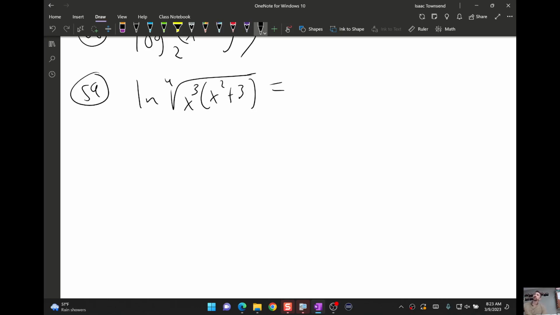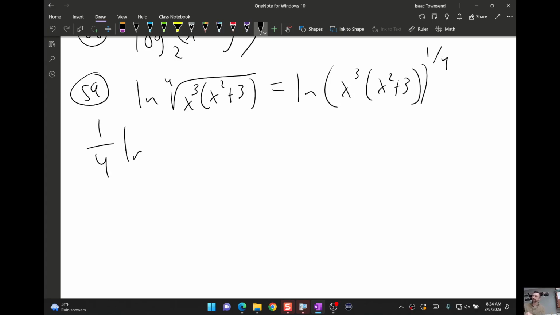Okay, so the first thing that I did is I thought of this 4th root as an exponent of a 4th. I brought it down, got it out of the way. And then since this question said to expand, multiplication is going to expand into addition.